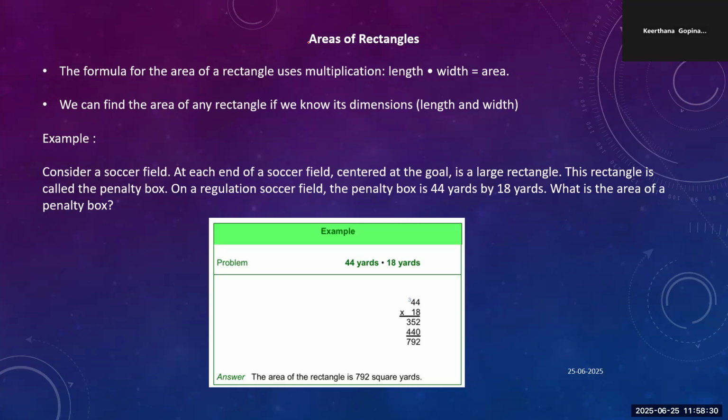Here they say there is a goal post which is a rectangle. The penalty box is 44 yards by 18 yards. What is the area of the penalty box? Simple problem. So the solution is 44 into 18, which is 792, right? But when you are writing this, you should always be careful about the units that you write. Area is always square. So 792 square yards, because there are two yards that you multiply, right?